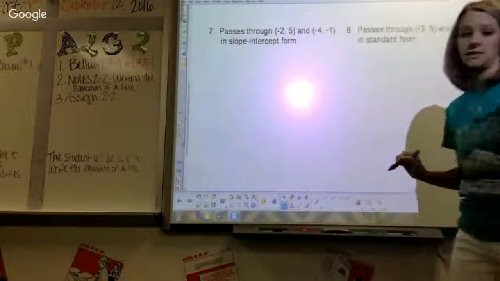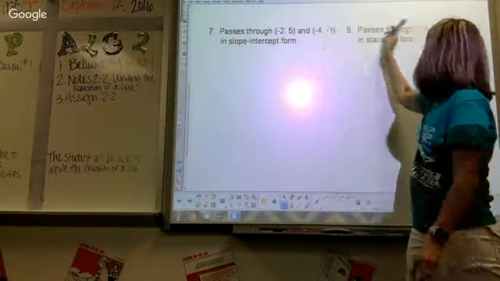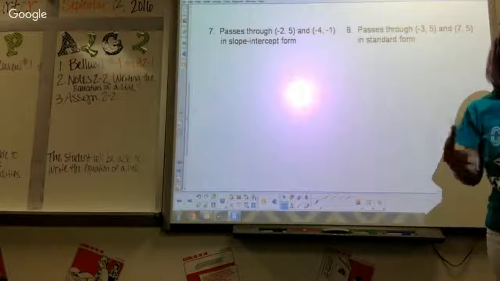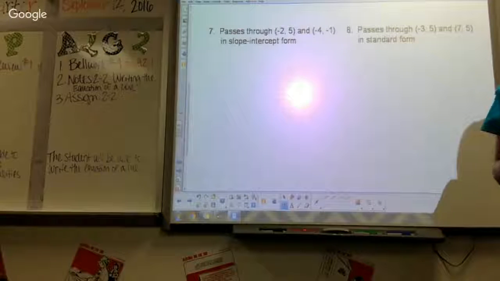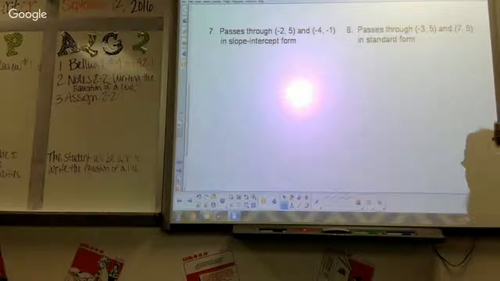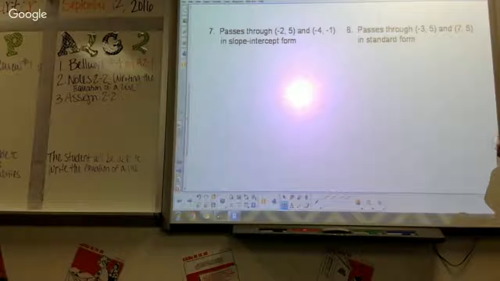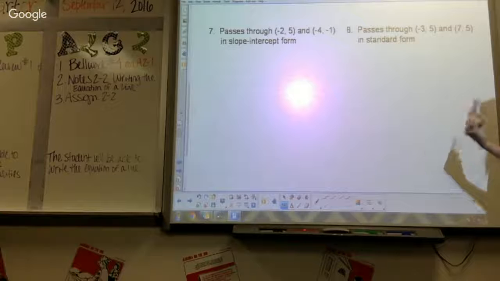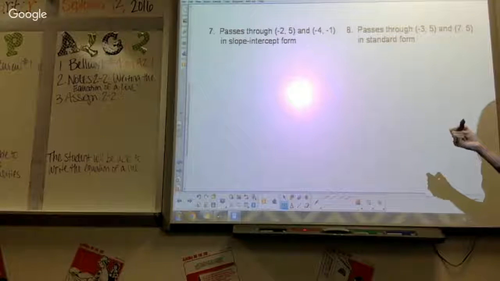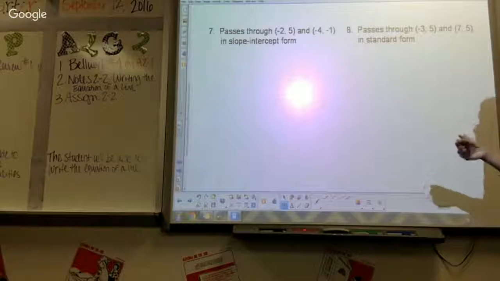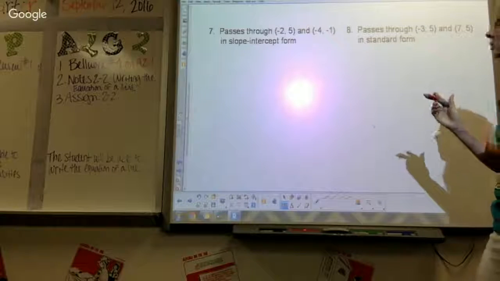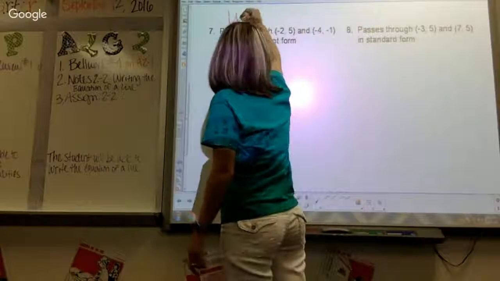Okay, so notice on 7 and 8, we're given 2 points. If you were doing it algebraically, you would have to find the slope of those 2 points. Then you would use that slope and one of those 2 points to plug into the slope formula like we just did. There's an easier way of doing this. Anytime you're given 2 points and you're trying to find the equation of the line, you can use the calculator.